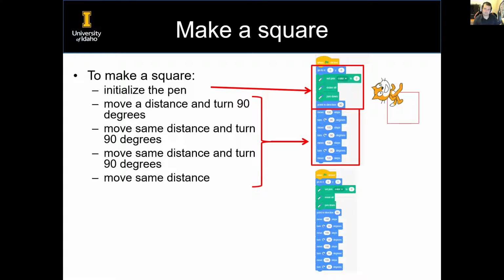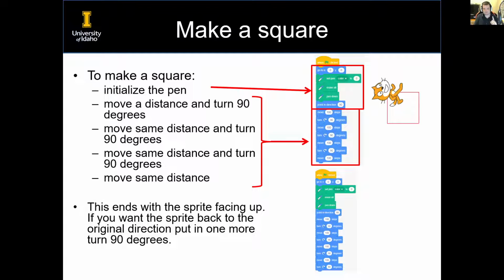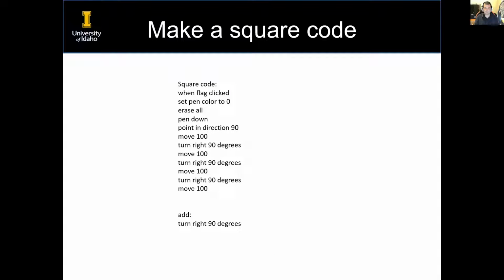You should get something like this. You might have a different color of square because of how I reset your pen color. But you should have Scratch sitting on top of a box, but he's facing up, which is not really great. We really want to reset him to his original position if at all possible. So what we're going to do is we're going to add just a little turn 90 at the very bottom. So this is our how to make a square code.